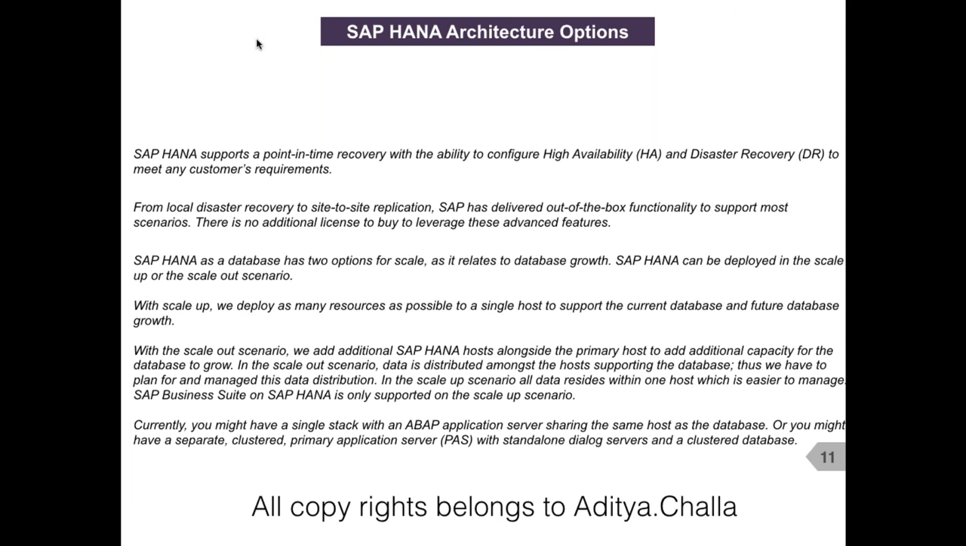With the scale out scenario, we add additional SAP HANA hosts alongside the primary host to add additional capacity for the database to grow. In the scale out scenario, data is distributed among the hosts supporting the database. We have to plan to manage this data distribution. In the scale up scenario, all the data resides within one host, which is easier to manage. SAP Business Suite on HANA is only supported for scale up scenarios.